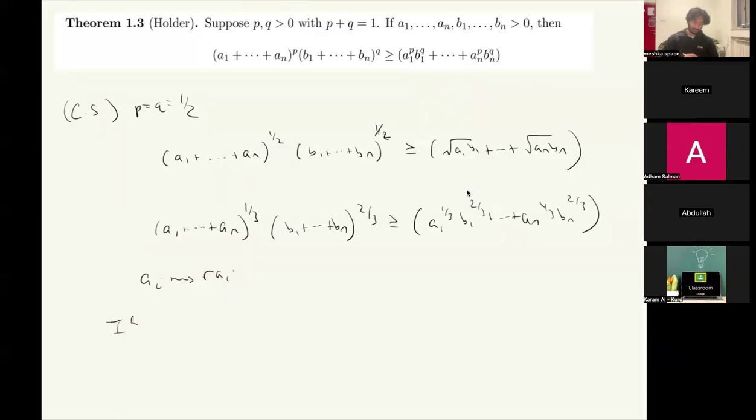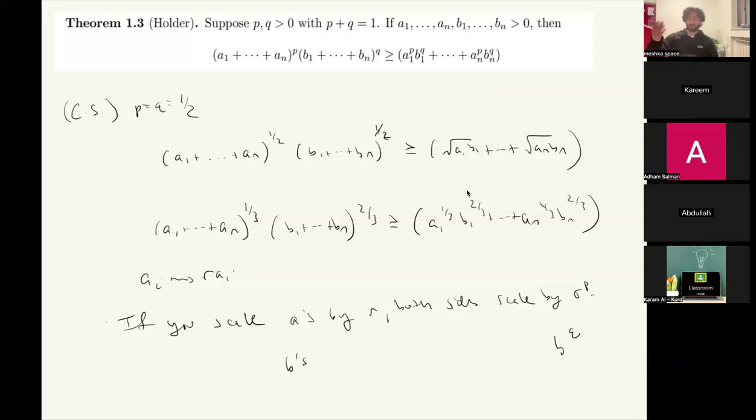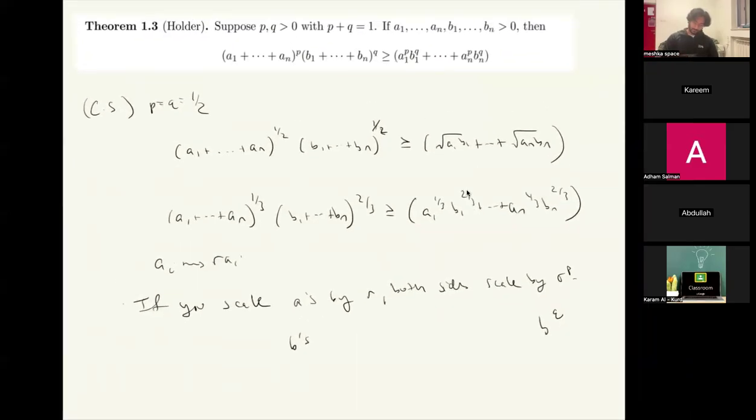All right, so if you scale the A's by R, both sides scale by R to the P. Does the statement make sense? Yes. And similar for the B's. If you scale the B's by R, then it changes by R to the Q. So we could call it bihomogeneous. It's homogeneous in two sets of variables.